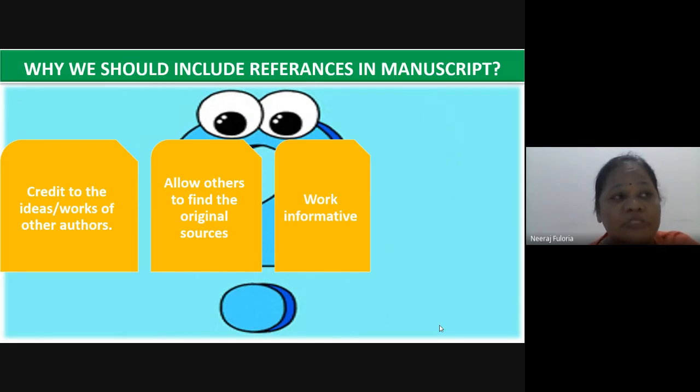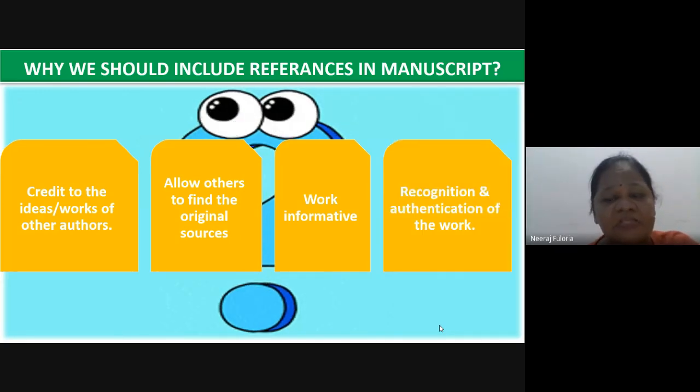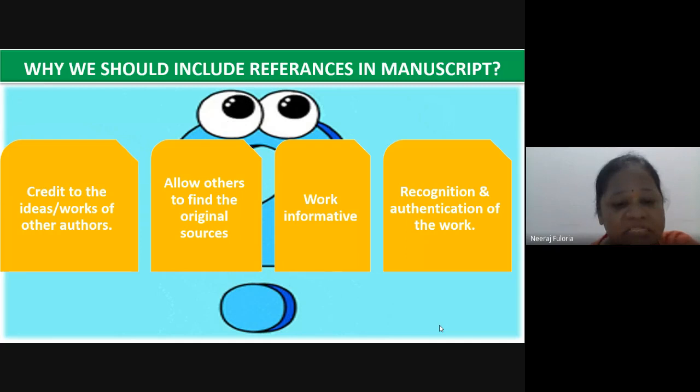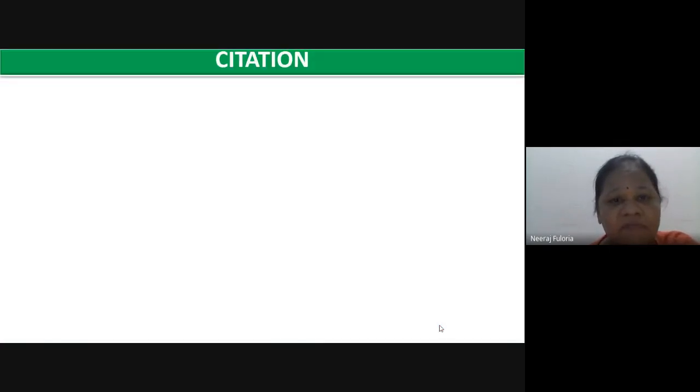Okay, that was the original paper, and from that, people cited it, and the methodology was adopted for anti-inflammatory studies. Then, what kind of work information? We can go with the referencing tools, and then recognition and authentication of that work. Okay, so these are the key points for which we have to include the references. That is the purpose of referencing here.